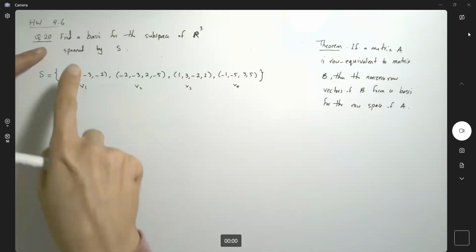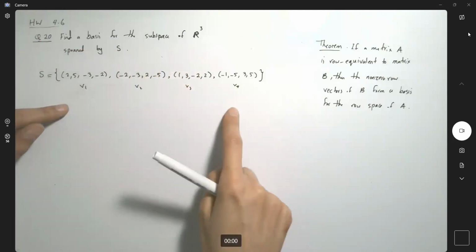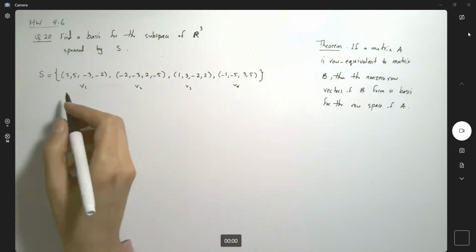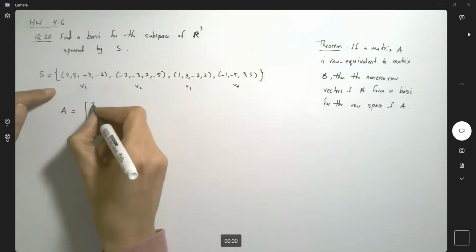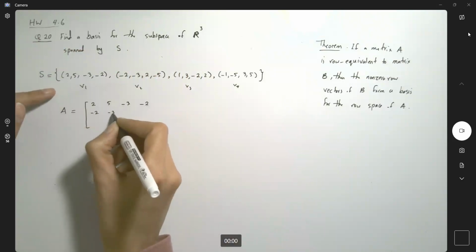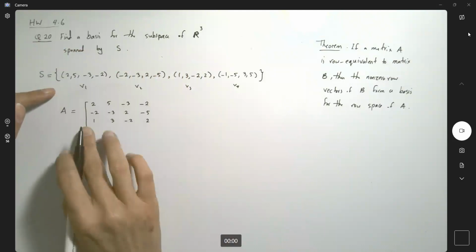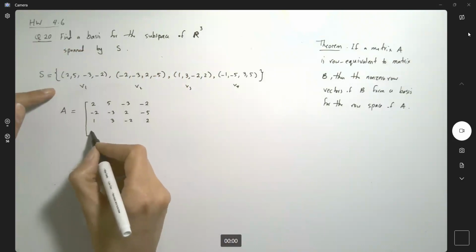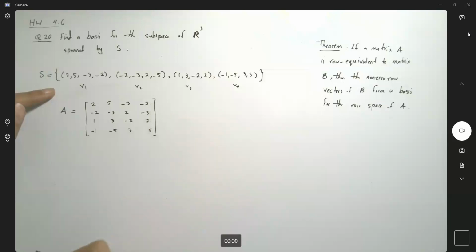Question 20 says, find a basis for the subspace of the space spanned by these four vectors. As usual, start by creating the matrix itself. These are the rows of your matrix: 2, 5, -3, -2; -2, -3, 2, -5; 1, 3, -2, 2; and -1, -5, 3, 5. And then we start reducing this matrix.